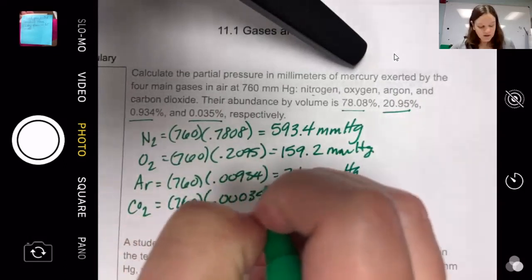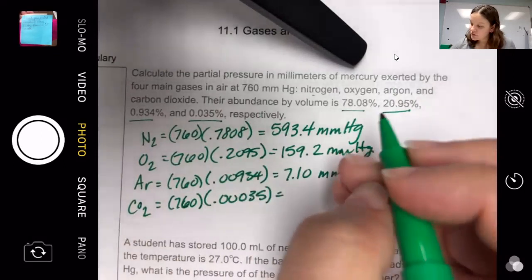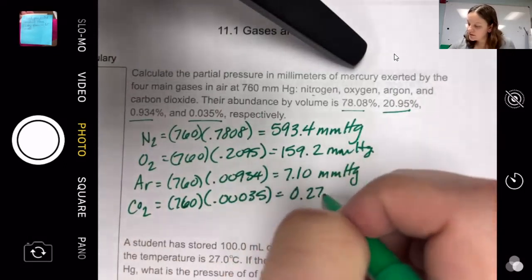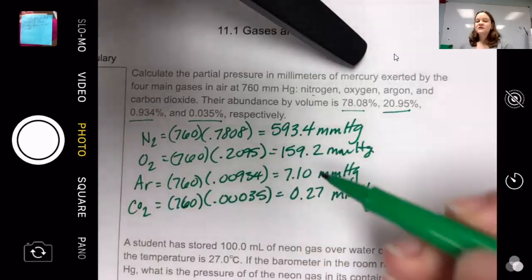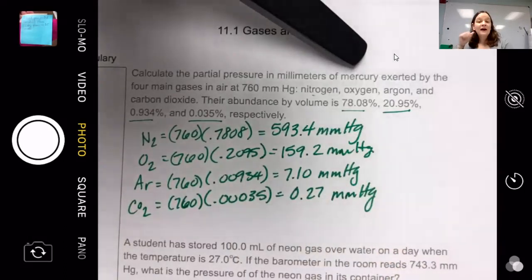0.035, 0.27. So if you add up all four of those numbers, you should find that they add up to 760. Okay, so that's another way that it could be asked. Most of the time, it's not going to be asked that way.